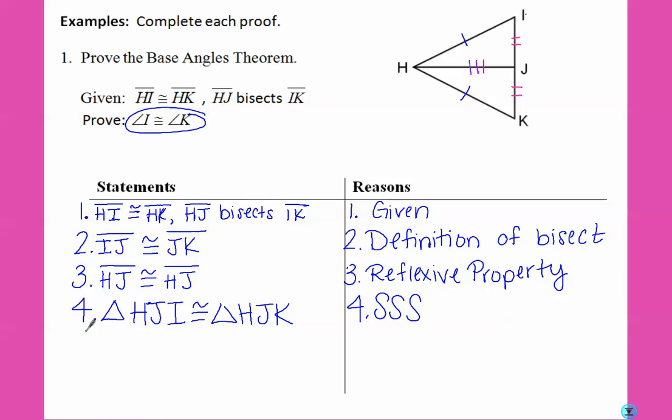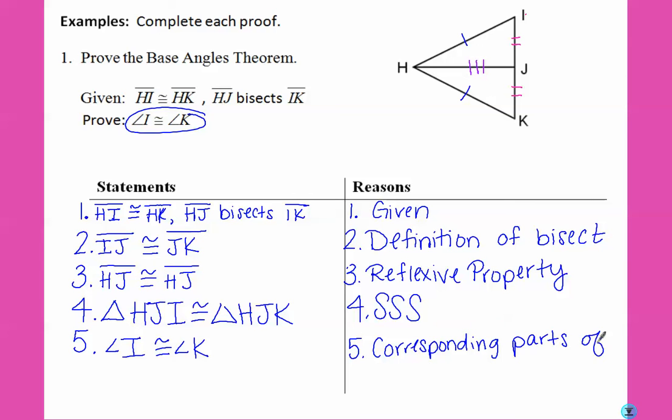Since the triangles are congruent, we know all the parts are congruent. So angle I must be congruent to angle K. They match up in our congruent statement, and we know this because corresponding parts of congruent triangles are congruent, also known as CPCTC.